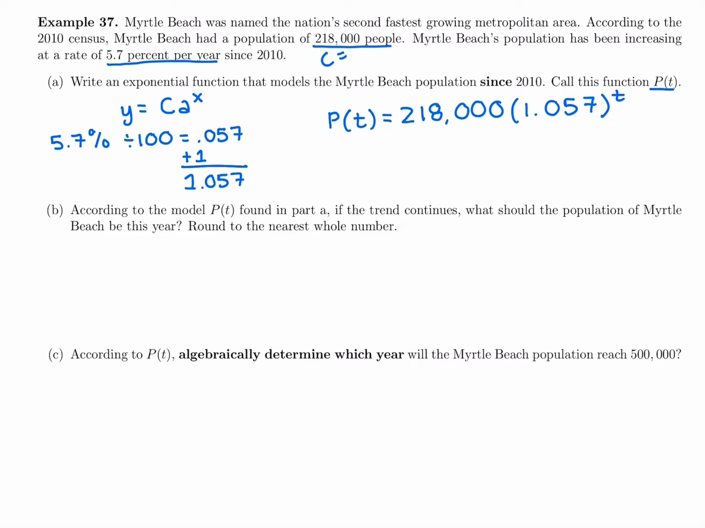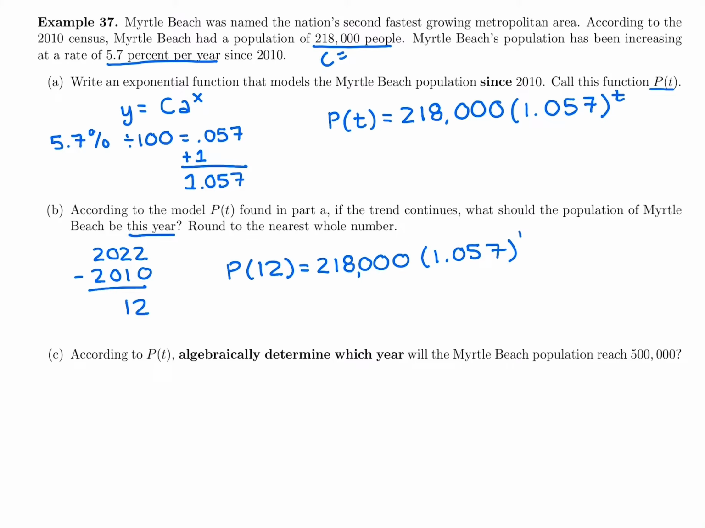The next part says, according to the model P of t that we just found in part A, if the trend continues, what should the population of Myrtle Beach be this year? So this year, when I'm making this video, is 2022. So how many years has it been since 2010? You might already know. If not, you can subtract. It's been 12 years. So I want to plug in P of 12 and see how much this population has grown. It started out at 218,000 in 2010, but we know it's growing by a factor of 1.057, and we're going to raise it to 12 years and see just how much it's grown.